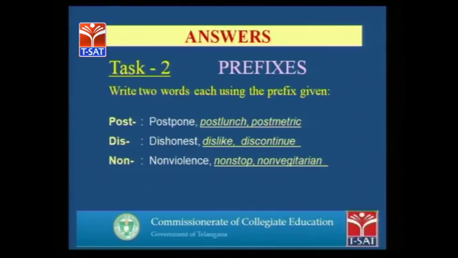And non-violence, non-stop, non-vegetarian, one who is not a vegetarian. And non-stop is, we usually see buses, non-stop buses.